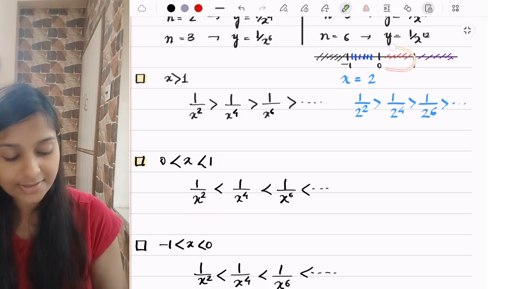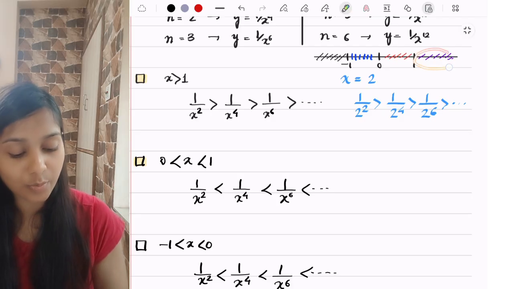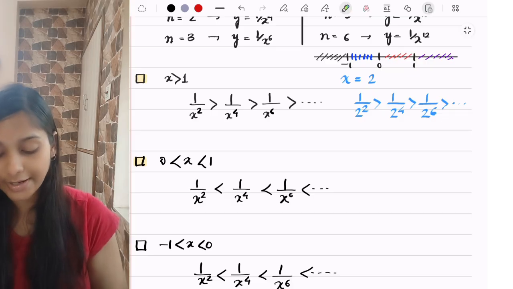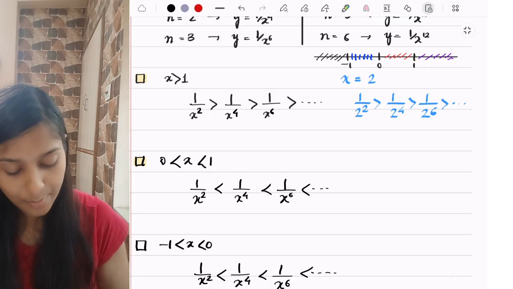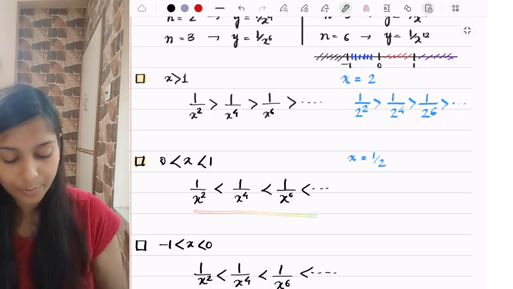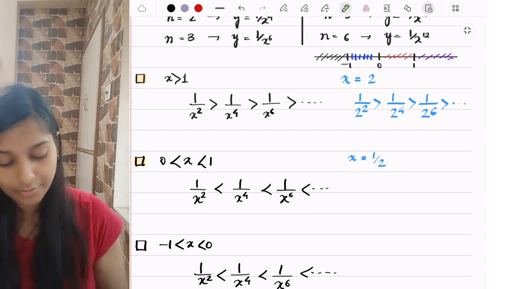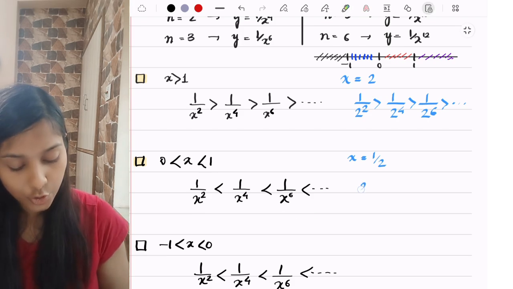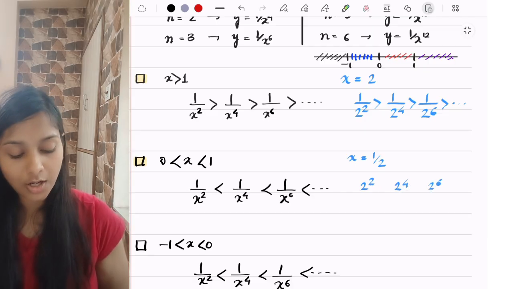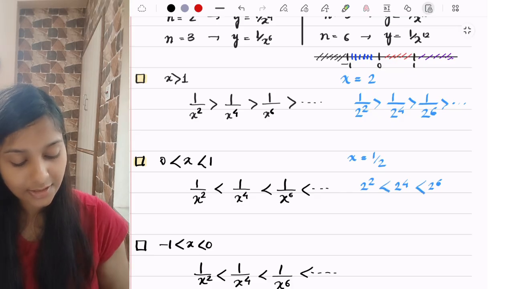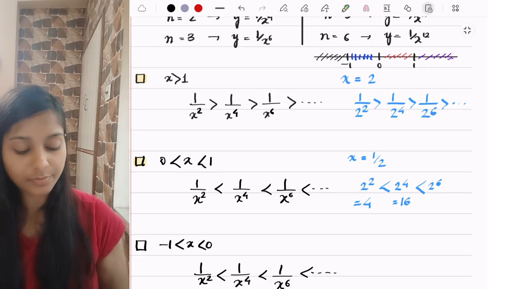For the next range, which is 0 to 1, we have this inequality here. So 0 to 1 means this portion. The previous portion was this portion. Now we have moved to this portion. If we take another example between 0 and 1, we can take x equals 1 by 2. Now here we have all the reciprocals. The reciprocal will give 2 square, 2 power 4, 2 power 6 and so on. So we can see that this inequality holds. This is 4, this is 16, and so on.